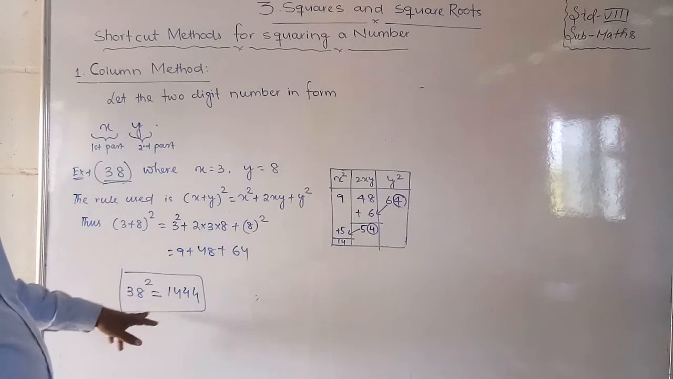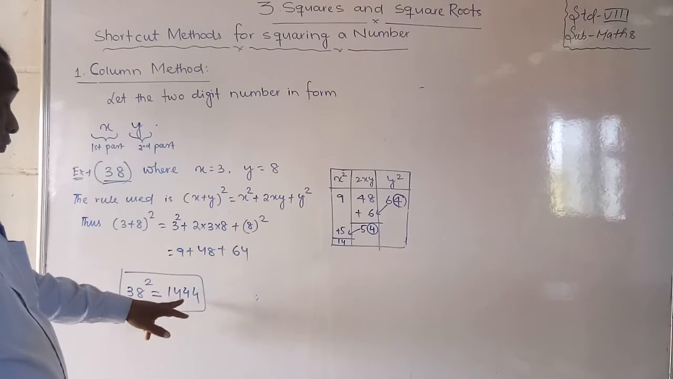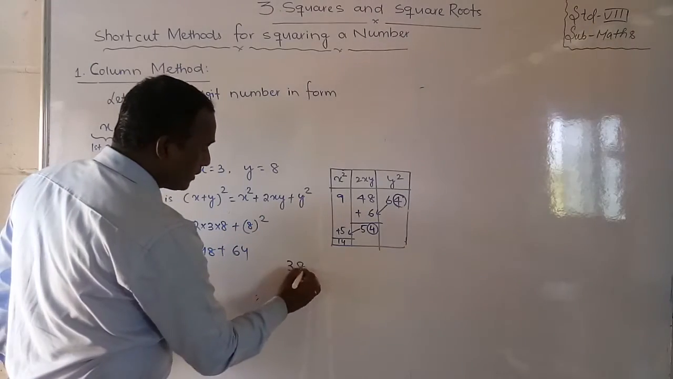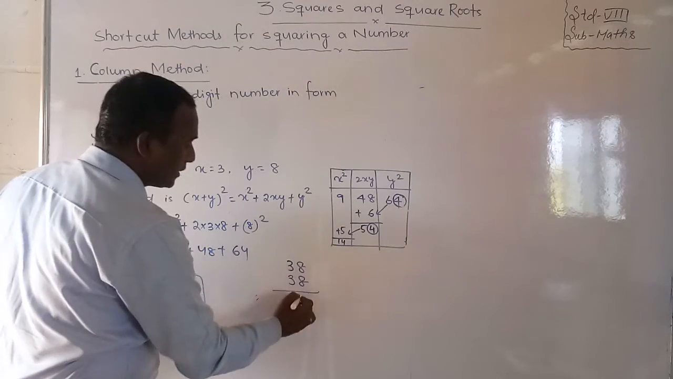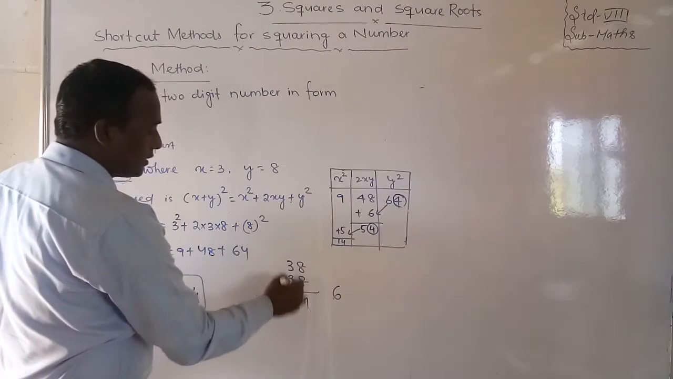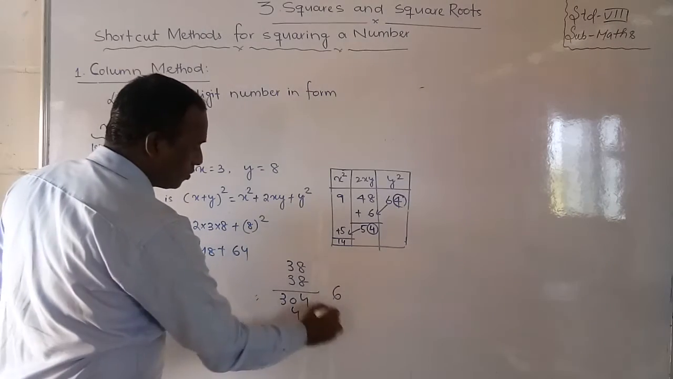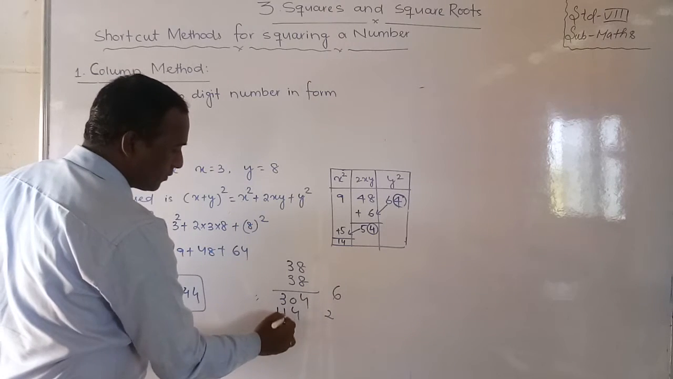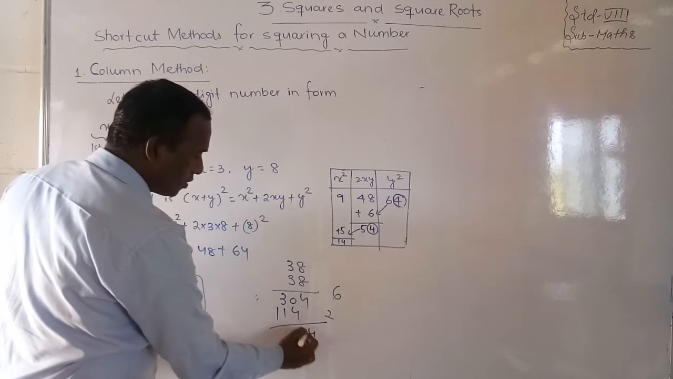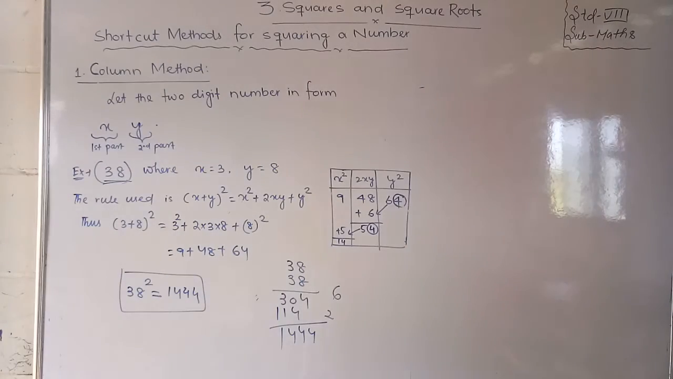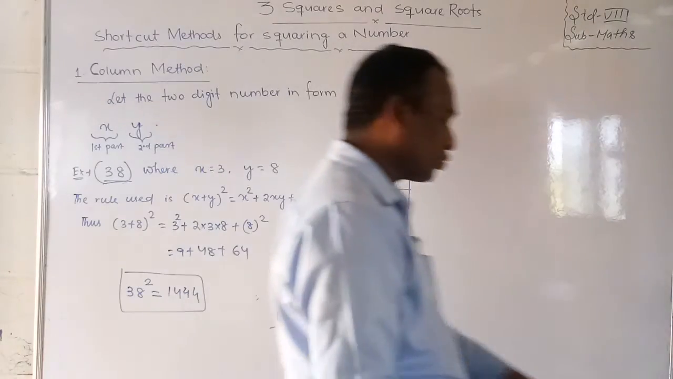So 38 square you will get 1444. If you check also, 38 into 38, 8 8s are 64, 8 3s are 24, 30, 3 8s are 24, 2, 3 3s are 9, 2, 11, 4 4 4 4. So we got this answer. Are you clear, friends? One more example you can take also, friends.